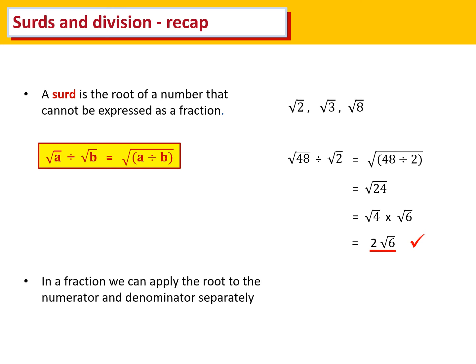And in a fraction, which is inside a square root, we can apply the root to the numerator and denominator separately. So in this example, 16/25 is in the root. We can apply the square root to 16 and to 25 separately. The square root of 16 is 4. The square root of 25 is 5. So our final answer is 4/5.